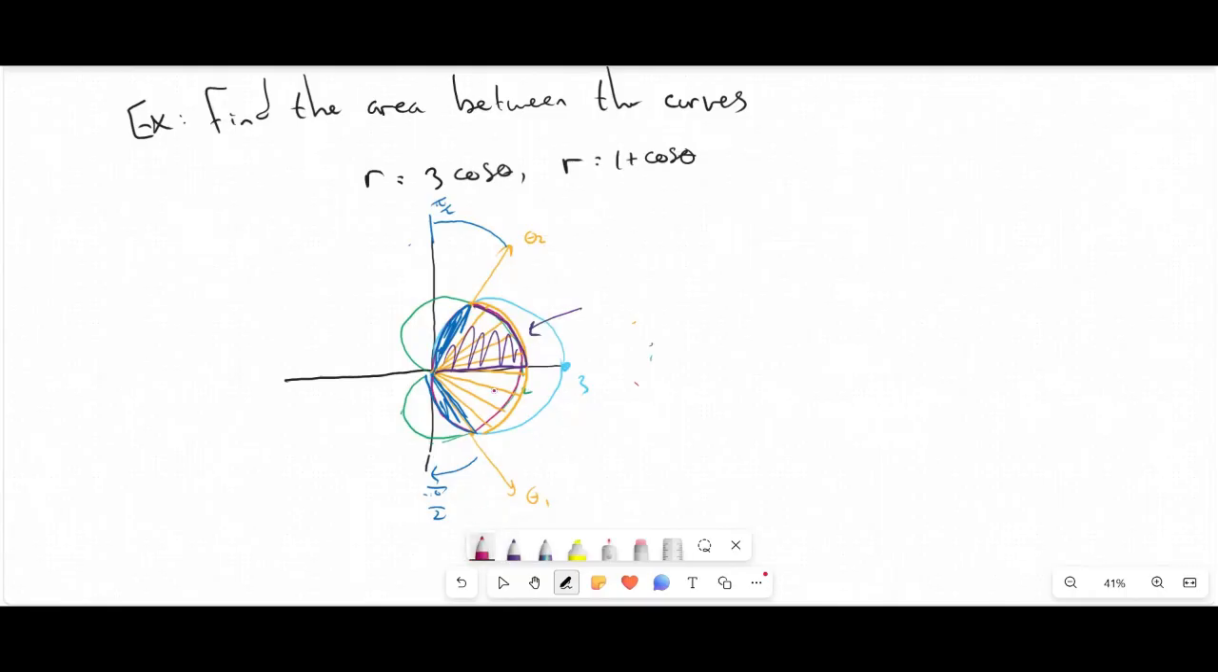That's kind of nice. So first things first, let's just try to find this theta 2 angle. That angle occurs at the theta value where these two functions are equal, so 3 cosine theta equals 1 plus cosine theta. That's the same as cosine theta equals 1/2, or theta, that positive theta right there, is pi over 3.